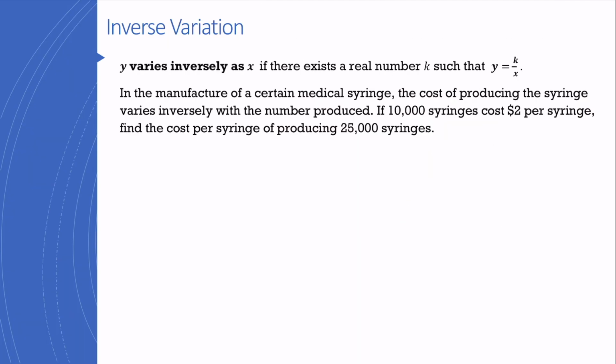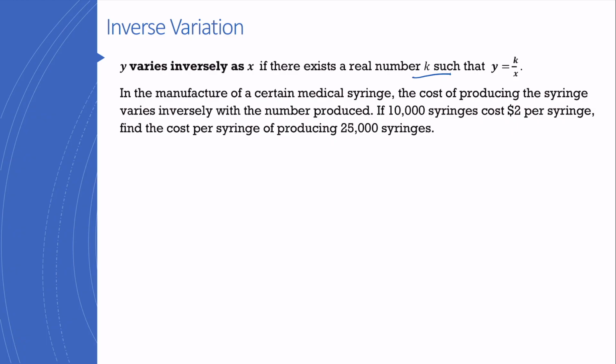Our other option is inverse variation. We've seen the inverse function, right? We started this module with graphing rational expressions. The inverse function was the first one we saw. So when y varies inversely as x, it means we're dividing by x. There exists a real number k, still our constant of variation, such that y equals k over x.